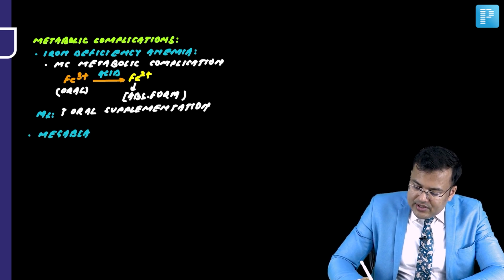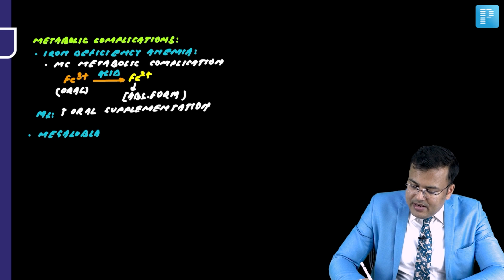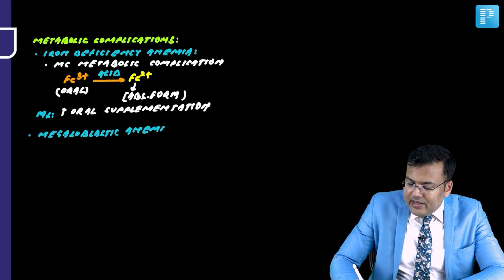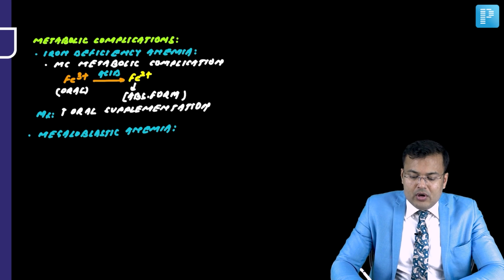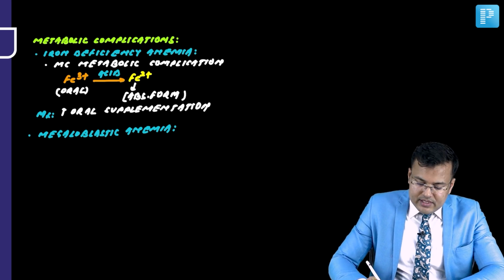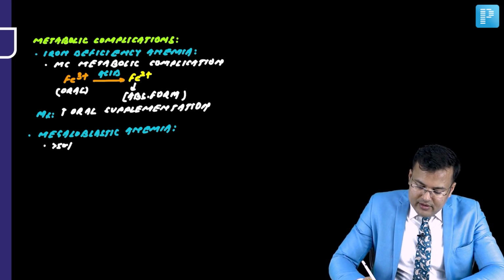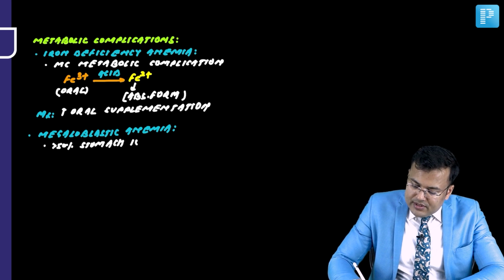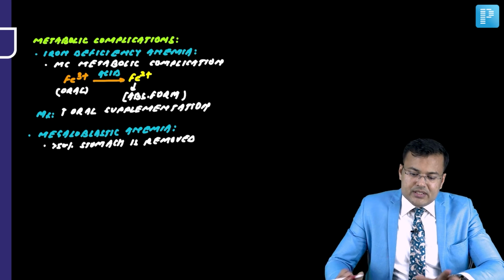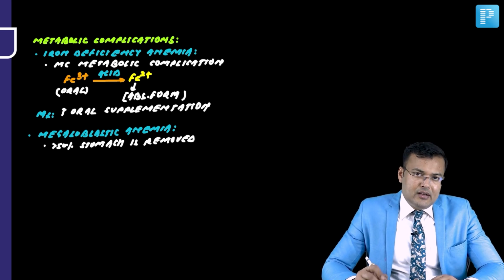The second complication is megaloblastic anemia. Clear? This is seen in patients in whom more than 50% of the stomach is removed, because in these patients there is deficiency of intrinsic factor.